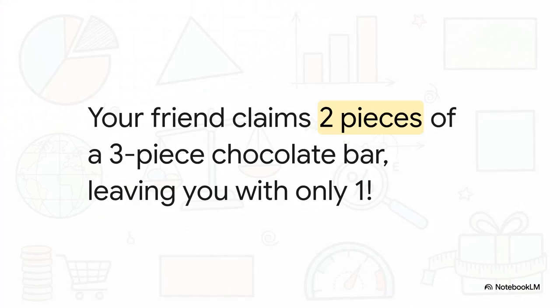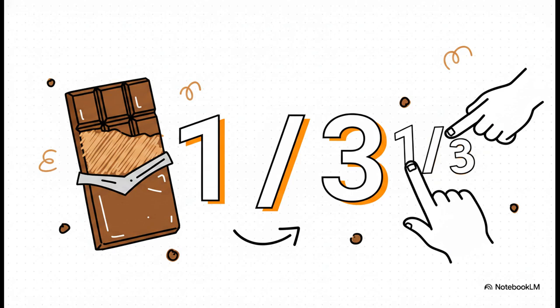Integers are great and all, but let's be real, the world rarely deals in perfect wholes. Just think about this incredibly relatable tragedy. You go out and buy a 5-rupee Dairy Milk chocolate bar, and it comes with exactly 3 pieces. But before you can even take a bite, your friend claims 2 pieces for themselves, leaving you with only 1 single piece. So how do we represent your sad, tragic share of the chocolate?